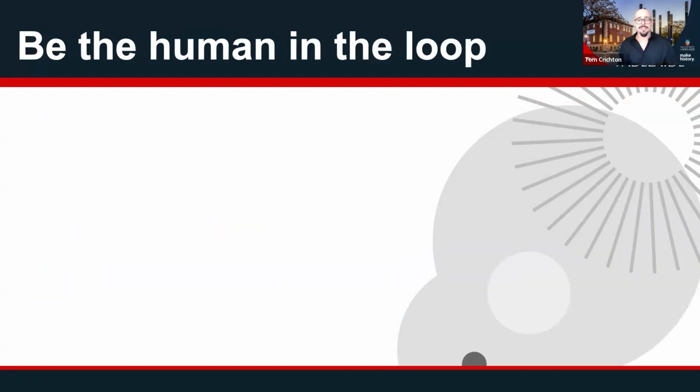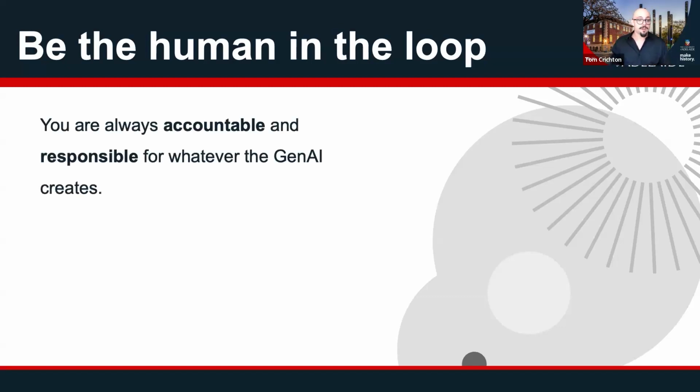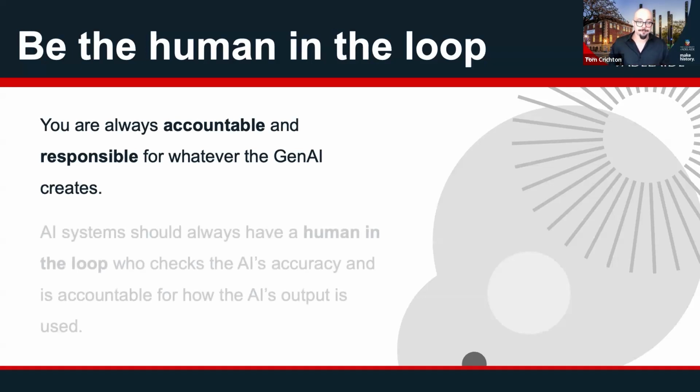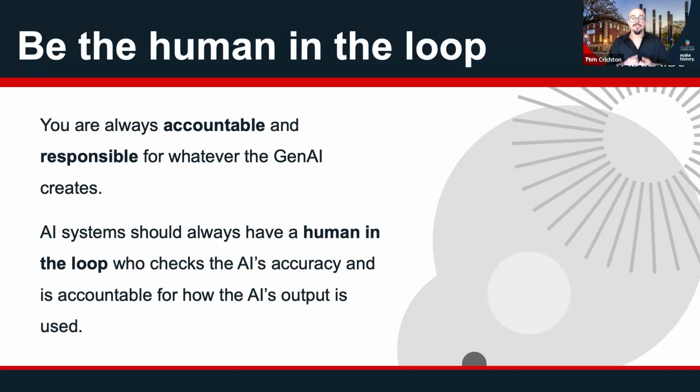A key concept in the responsible use of AI is called the human in the loop. As the human using an AI tool, you are always accountable and responsible for whatever the Gen AI creates. AI systems should always have a human in the loop who checks the AI's accuracy and is ultimately accountable for how the AI's output is used. So in the case of using a Gen AI tool, that human in the loop is you. You are ultimately accountable and responsible for what you put into the AI and what the AI creates.